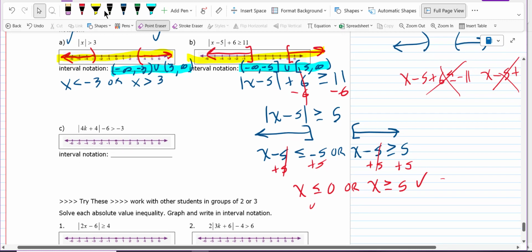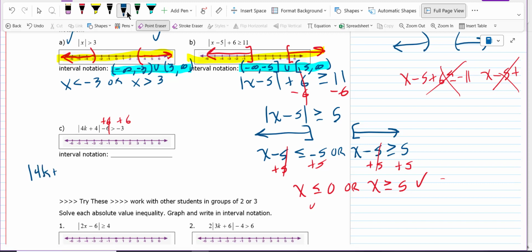Okay, let's see what happens on this next one. The first thing you'd have to do is isolate. So you'd have to add 6 to both sides. That's going to leave you with the absolute value of 4k plus 4 is greater than 3.